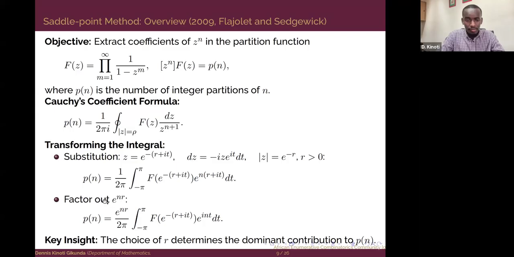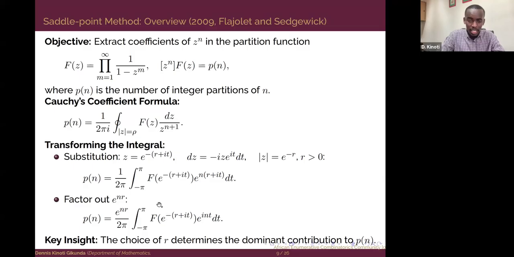And now if you substitute these particular expressions, this is what it becomes. You can factor out e to the nR. So if you factor that out, anything that doesn't relate to t basically, because we are integrating with respect to t, we can factor it out. This is what we have.